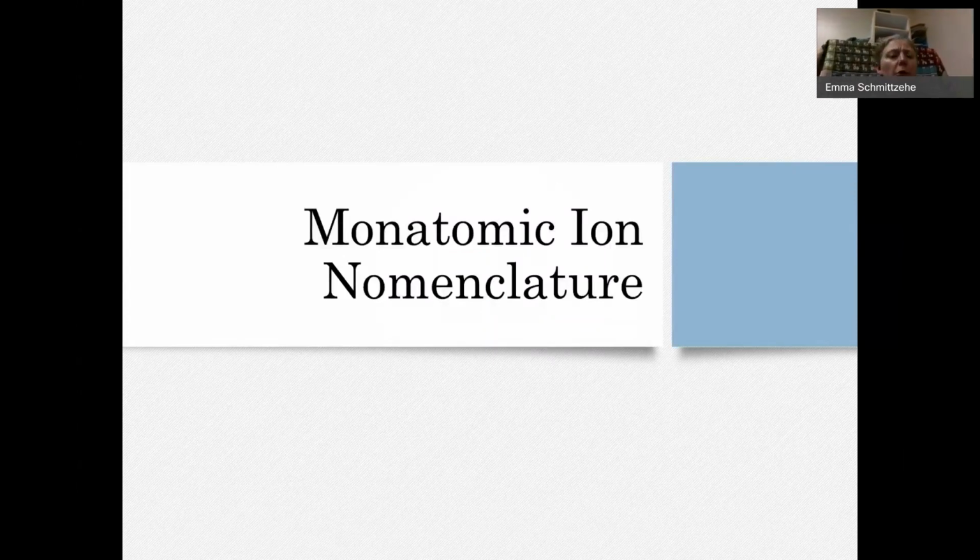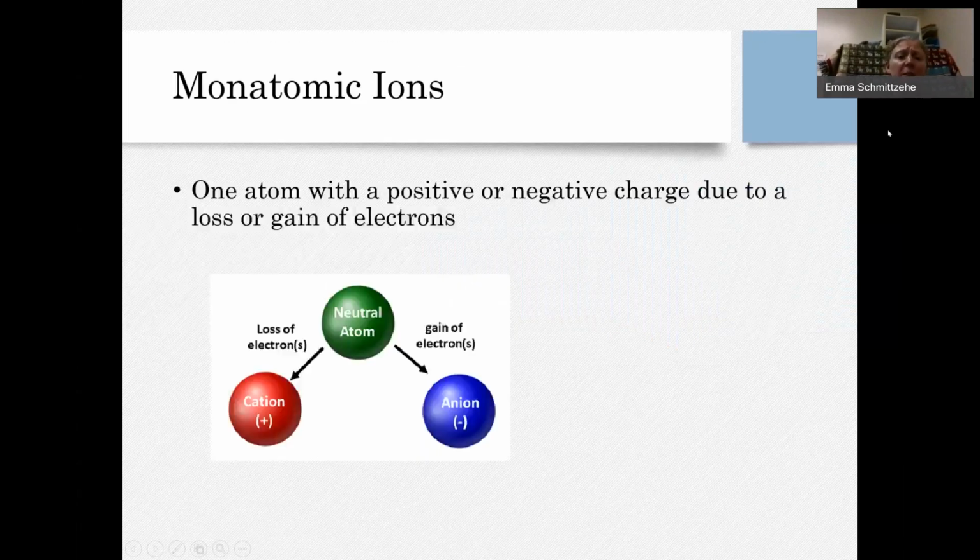So we're going to talk about the systematics of how we deal with monatomic ions. Now, a monatomic ion is simply one atom that has a charge, okay? And that charge could be some sort of positive or some sort of negative charge. The reason it has that charge is because the neutral atom either gained or lost electrons. If you have a neutral atom and it loses electrons, it forms a cation. If you have a neutral atom and it gains electrons, then you have an anion, okay?